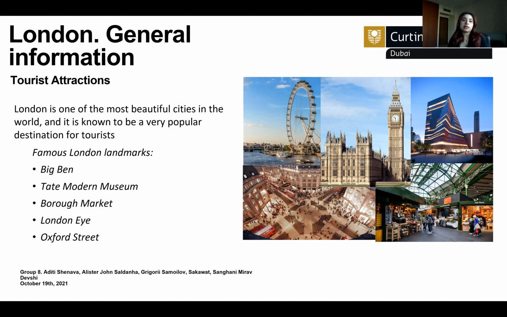Tourist attractions in London. As I mentioned in the previous slide, London is a very beautiful city, and it is a very popular destination for tourists. Some of the famous London landmarks are Big Ben, Tate Modern Museum, Borough Market, London Eye, and Oxford Street. Next.